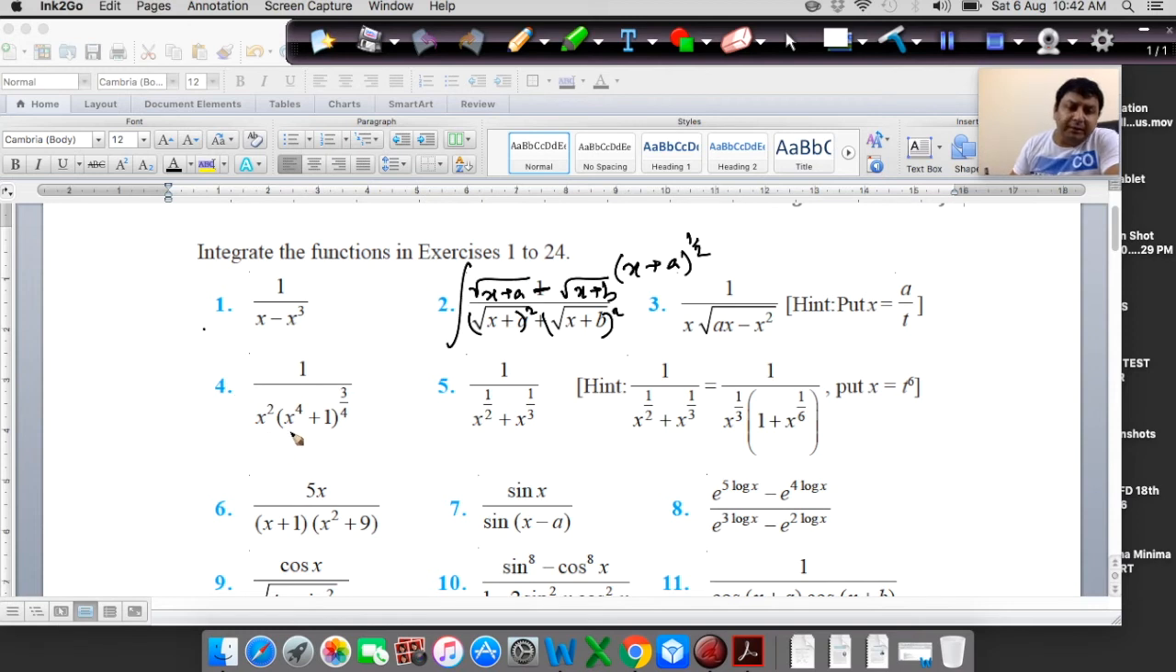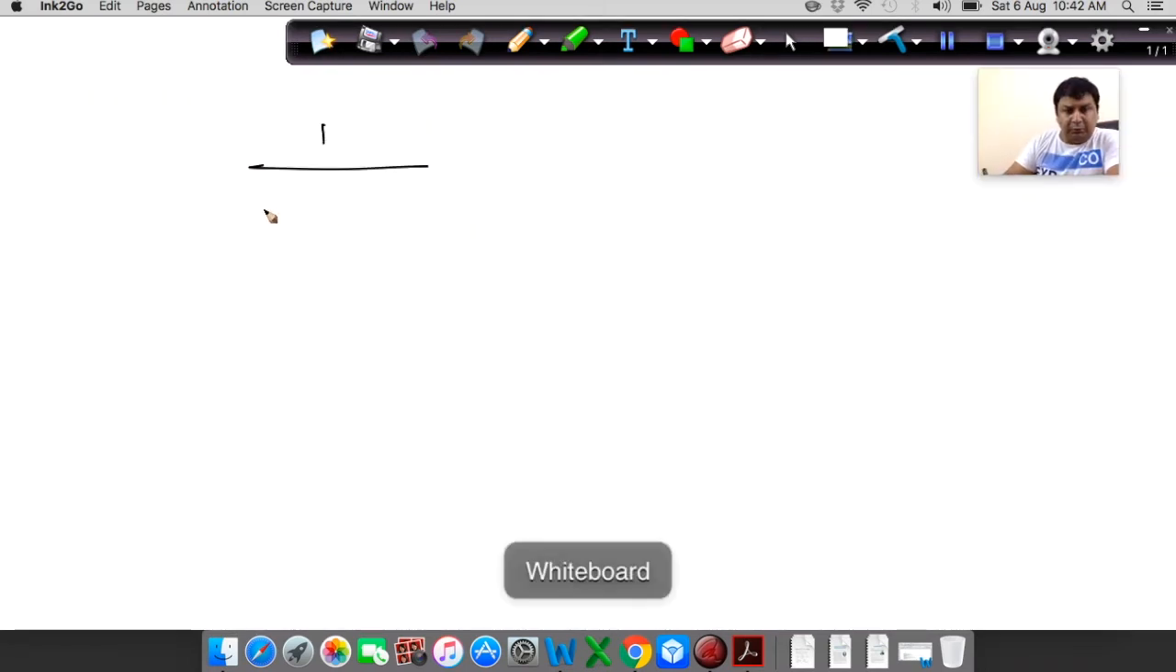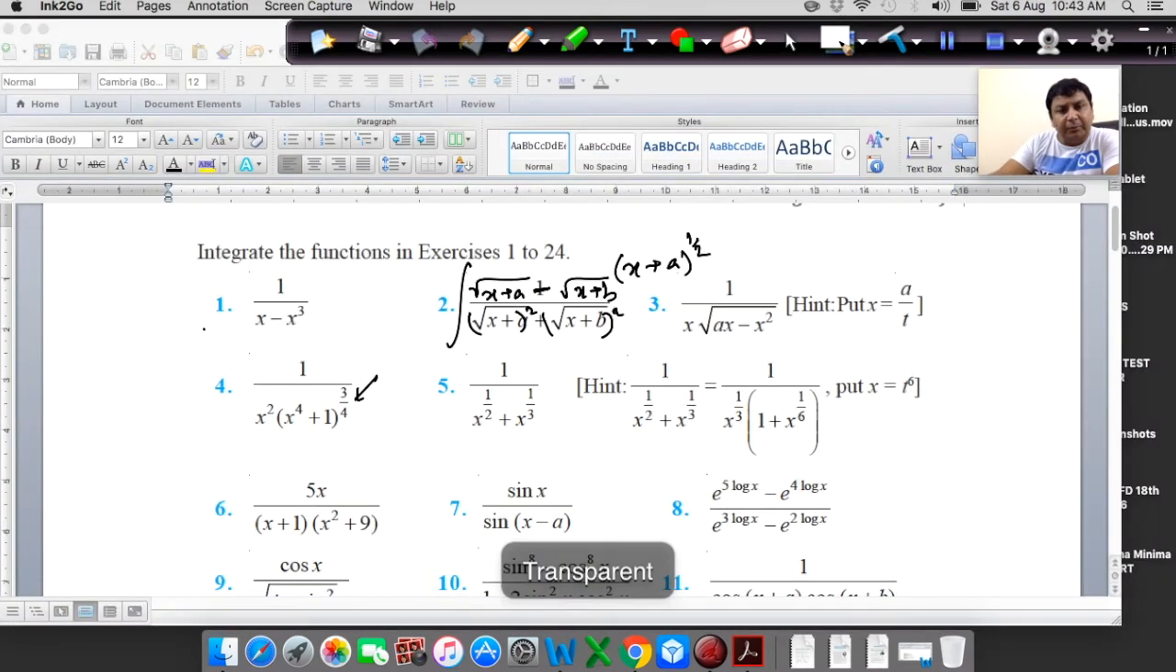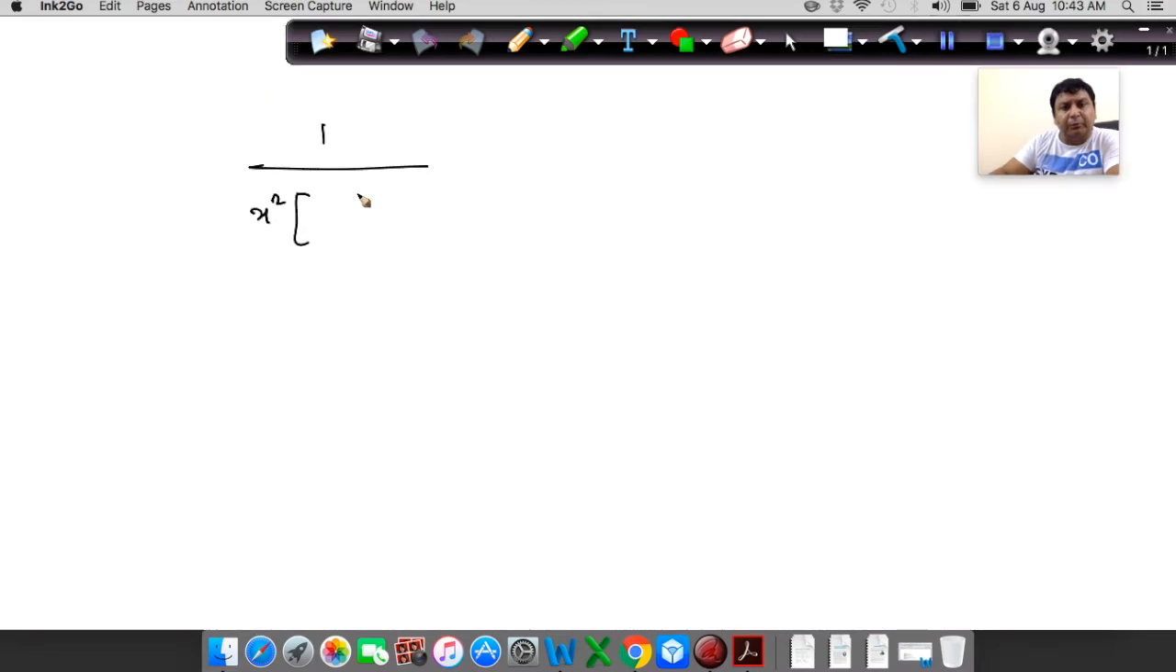Fourth, in this, 3 by 4 has a great importance because the power is 3 by 4 now. So what we do is 1 upon x square, then see, inside is x to the power 4 plus 1, raised to the power 3 by 4. So x to the power 4 plus 1 whole raised to the power 3 by 4 is to be integrated.